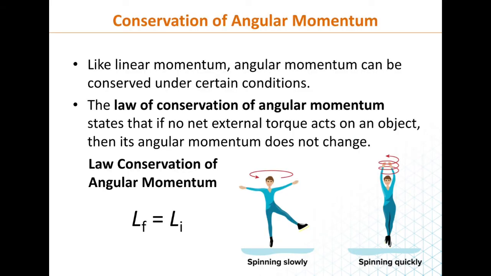Now we have the conservation of angular momentum. Like linear momentum, angular momentum can be conserved under certain conditions. The law of conservation of angular momentum states that if no net external torque acts on an object, then its angular momentum doesn't change. This is the law of conservation of angular momentum, which is L final equal to L initial.